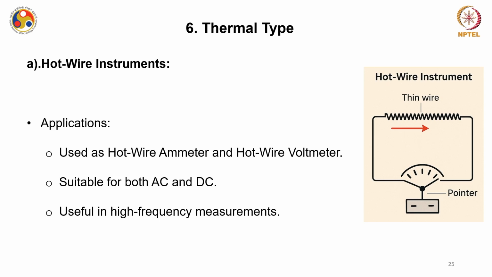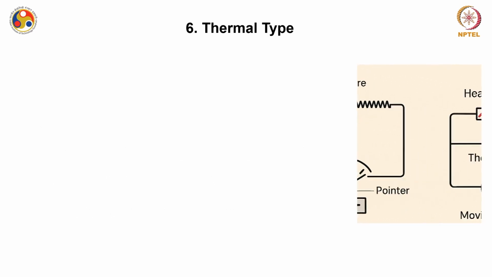The applications of these hot wire based devices, like hot wire ammeters and hot wire voltmeters, you will find in the laboratory. Again, this kind of device can measure both AC and DC because both can generate this heating effect. And they are very useful in high frequency measurements as well.